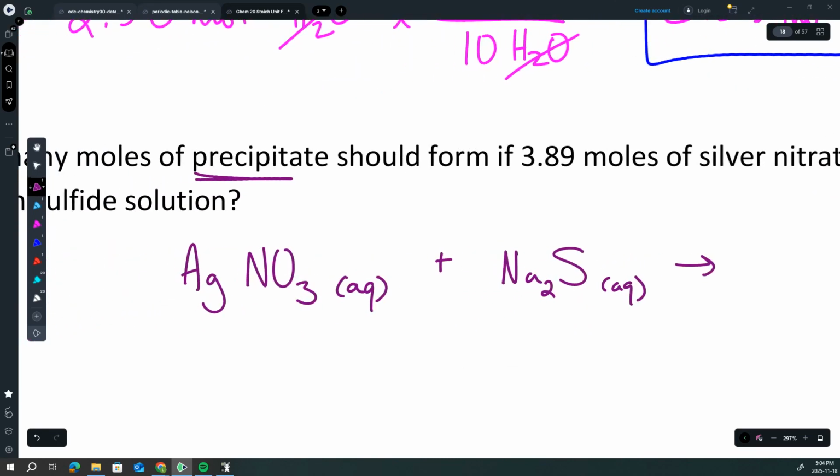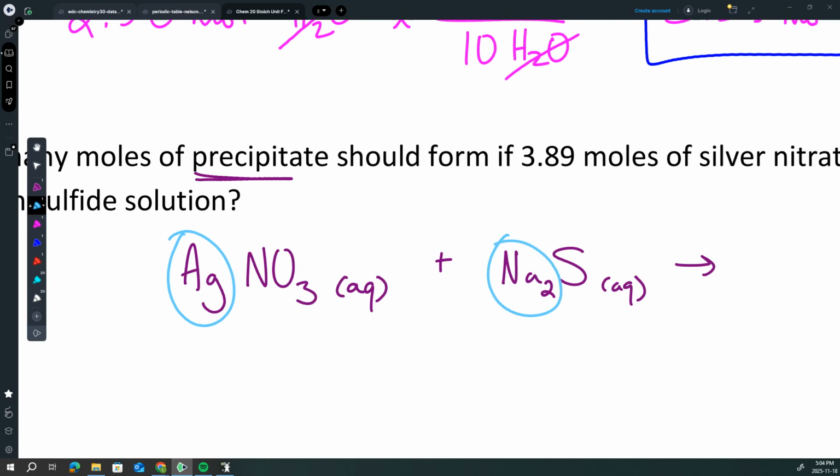So we've got to predict our products. What we're looking at is a compound reacting with a compound, so this is going to be a double replacement reaction. For double replacement reactions, I like to focus on our positive ion switching with our other positive ion. But if you want to think of it more as your negative ion switching with your other negative ion, you can do that. Choose one way of thinking of it and stick with it. Don't think about both.